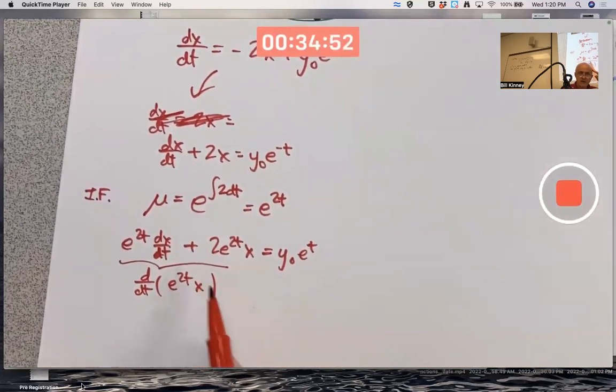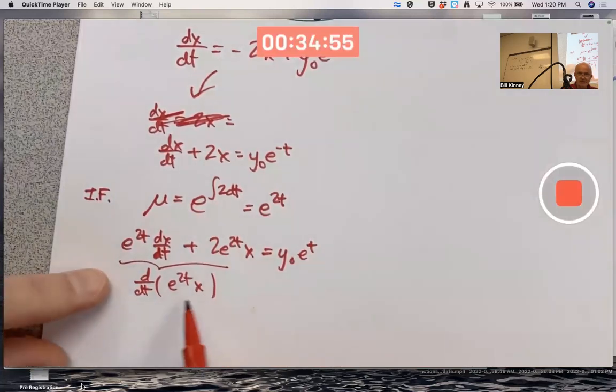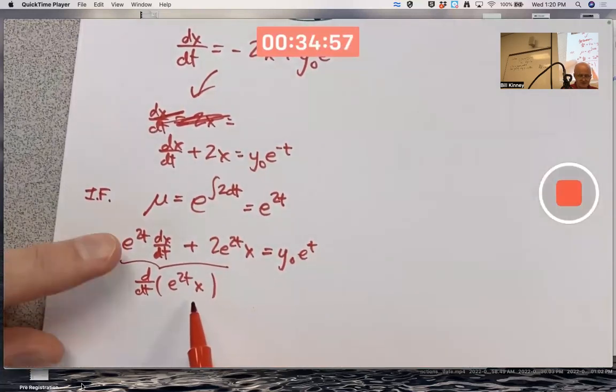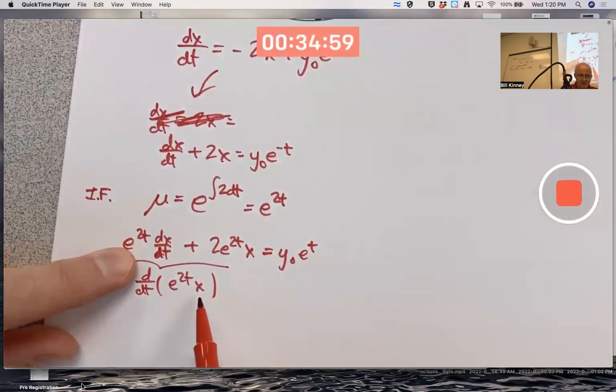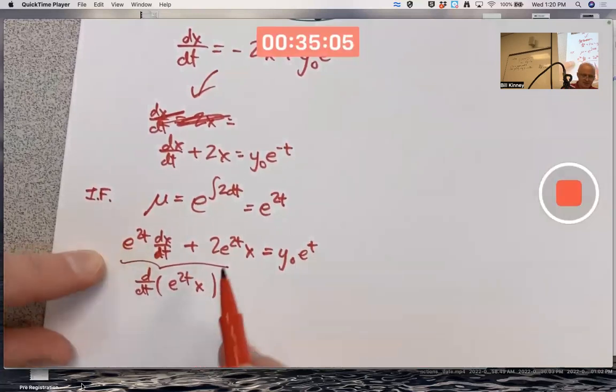Right? Check that with the product rule. You differentiate this product. The first function is e to the 2t. The derivative of the second is dx/dt. x is not a constant. It's a function of t. Plus the second function x times the derivative of the first. The derivative of e to the 2t is 2e to the 2t.